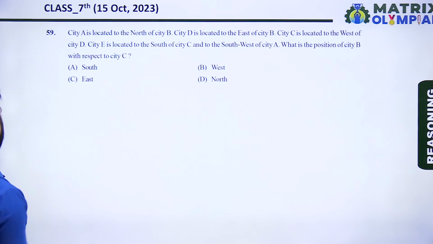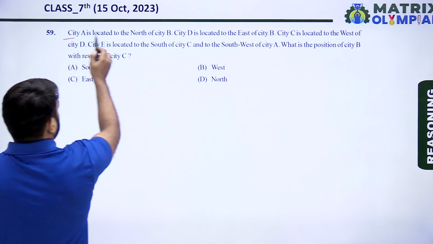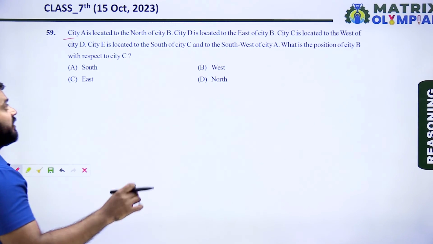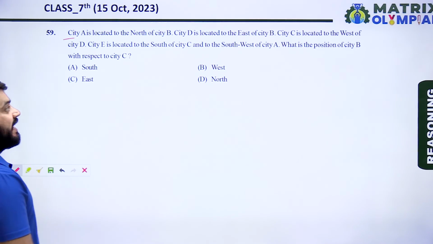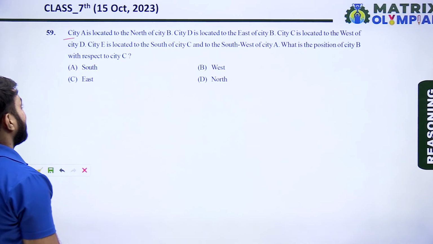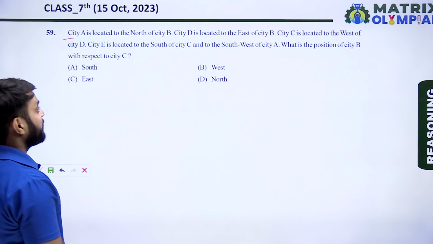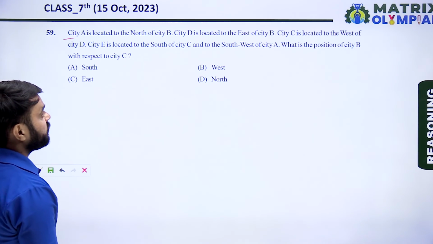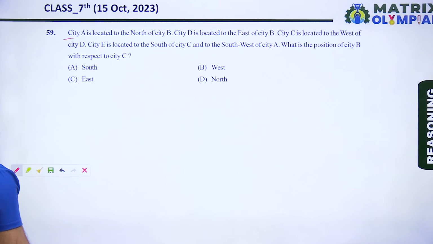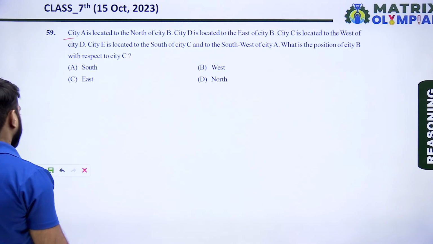So the next question is question number 59. City A is located to the north of city B. City D is located to the east of city B. City C is located to the west of city D. City E is located to the south of city C and to the southwest of city A. What is the position of city B with respect to city C?